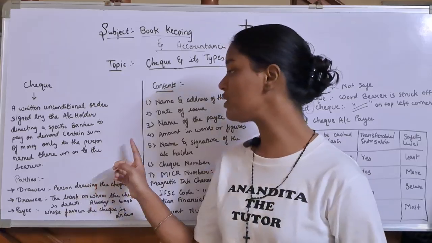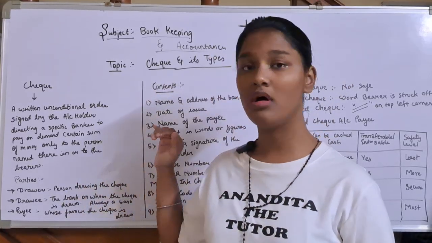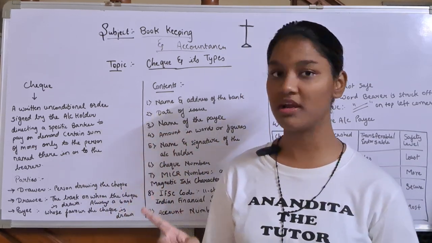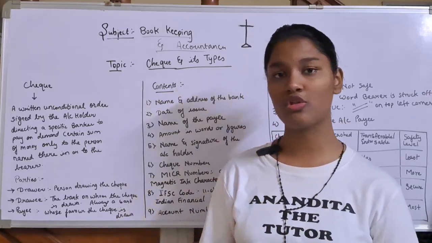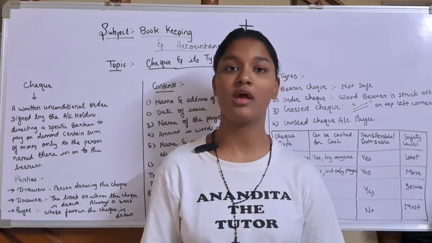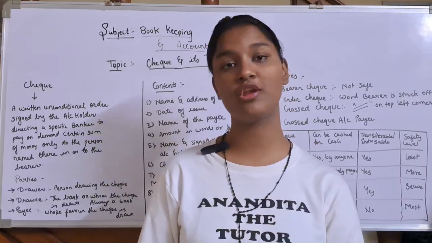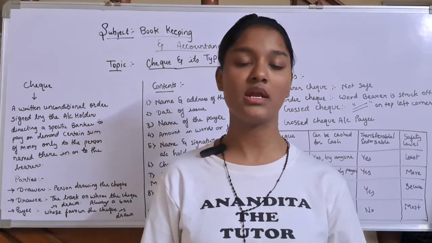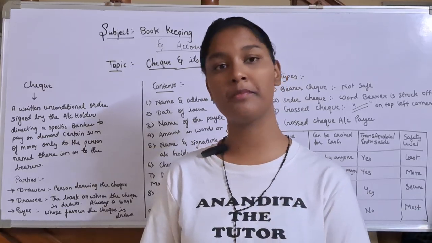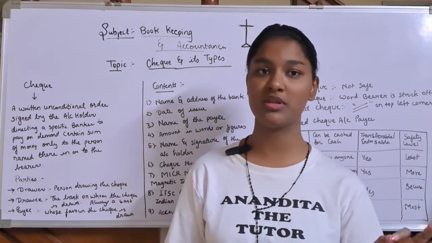Okay, only to the person named therein or to the bearer. The name of the payee, that is, to whom the money is supposed to be paid, is written on the check. So the bank should pay the money to that payee or the bearer, meaning the holder of the check. Suppose I am holding the check physically, then the payment should be made to me. Or it depends on the check. If it does not allow payment to the bearer, that is me, then it should be paid to the payee, that is the name of the person written on the check.